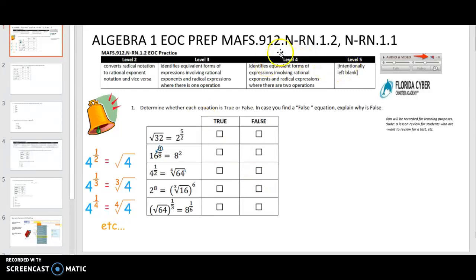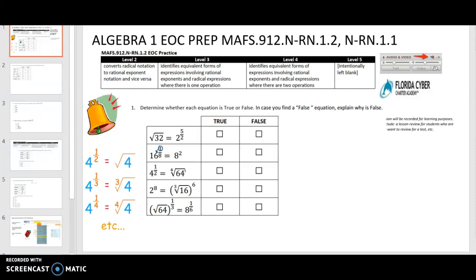Hi, so we are going to go over standard N-RN.1.2 and N-RN.1.1. So let's go ahead and talk about fractional exponents. This is a reminder of what happens when you have a fraction in your exponent.